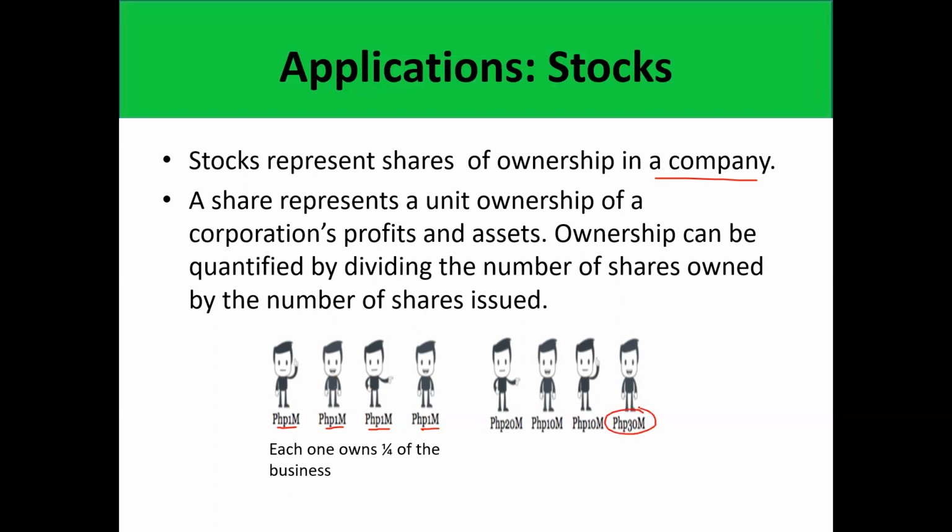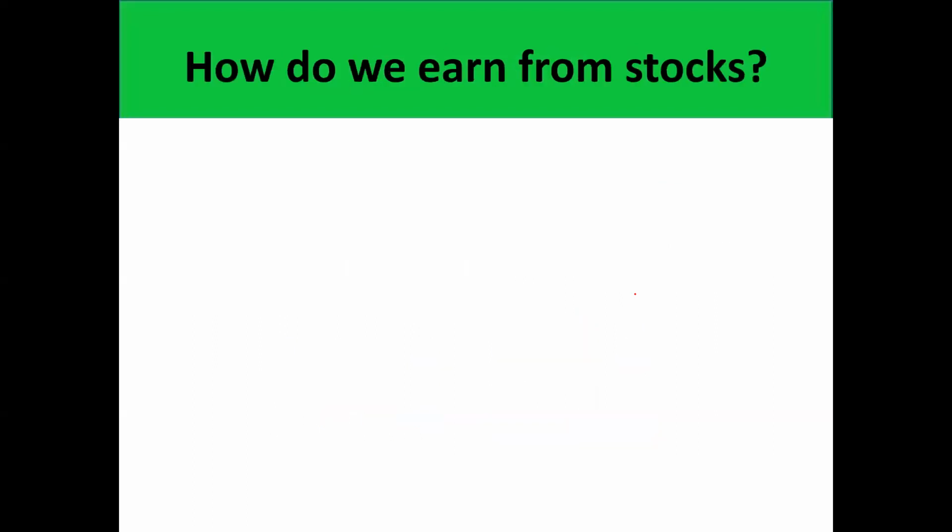So this one is the highest investment. If we get the total of all of these, the total is 70 million. So that means this person owns 2 over 7 or 20 over 70. This one owns 10 over 70 or 1 over 7. Also, this one owns 1 over 7 of the company. But the fourth person here, since he invested 30 million pesos, that's 30 million over 70, which is 3 over 7. So that's the idea of stocks.